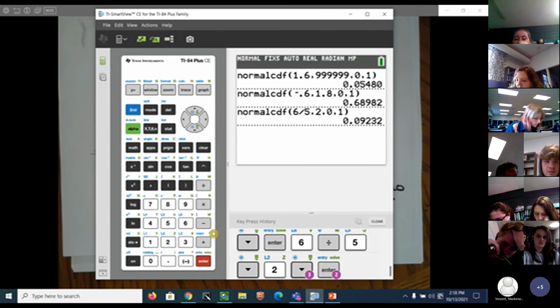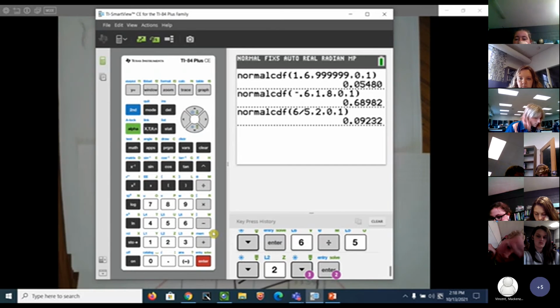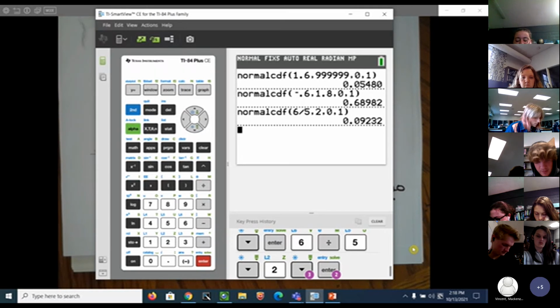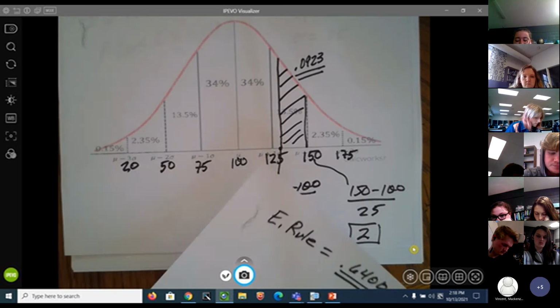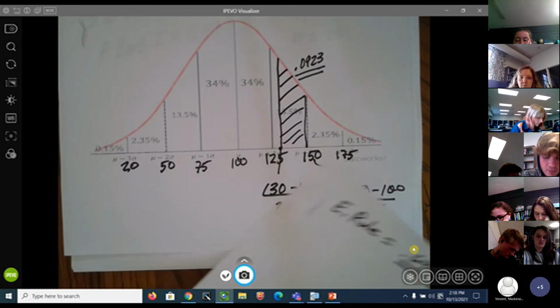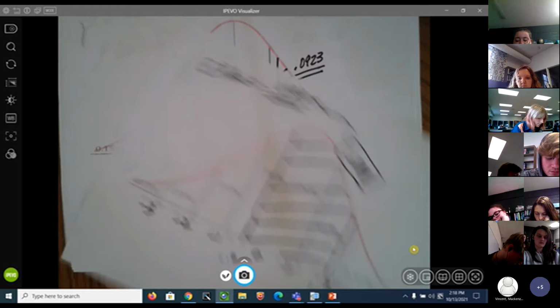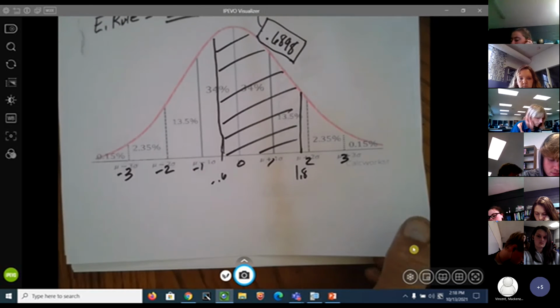Now, those are the two types of questions that you'll see in 7.2. There's another one that we're going to go over. Those are the two questions. You got one where the mean is equal to a number and the standard deviation is equal to a number. And then you have the mean equal to 0 and the standard deviation equal to 1.